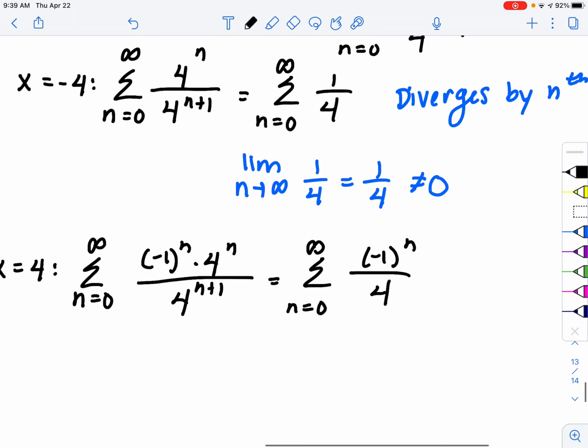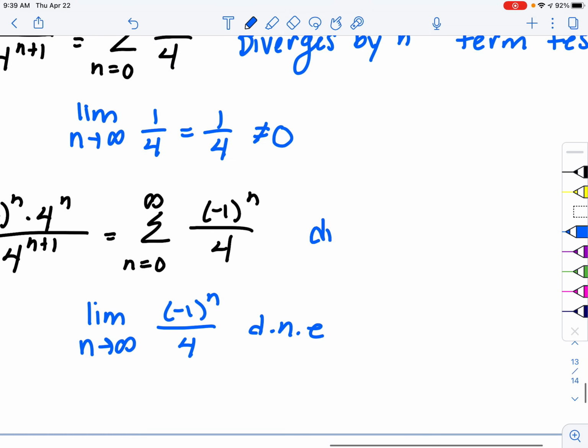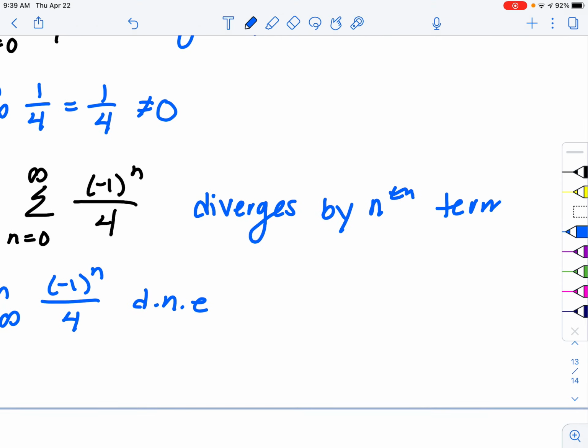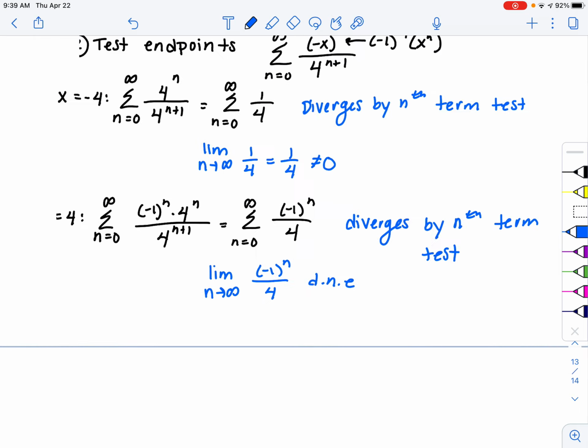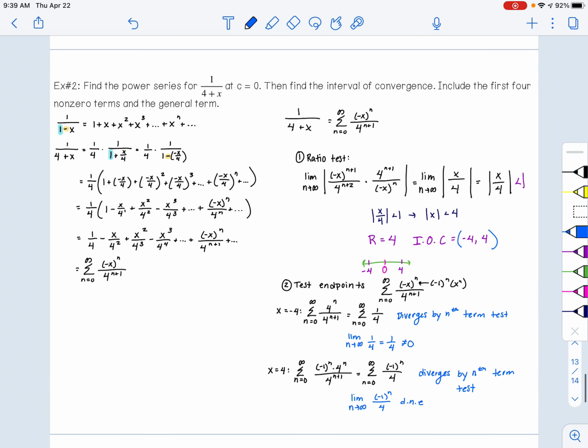And again, that's also going to diverge by the nth term test because the limit of -1 to the n over 4, right, that limit doesn't exist because it's oscillating back and forth between -1/4 and +1/4. And since the limit does not exist, right, this also diverges by the nth term test. Which means that we're also not going to include the +4 on our interval.